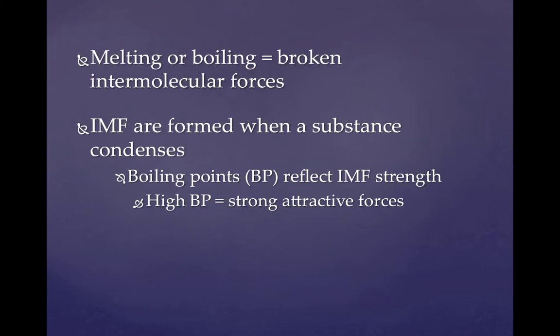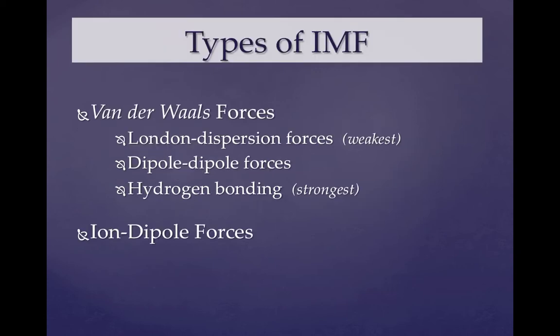When you melt or boil, so when you're kind of increasing the phase, you're going to get breaking of the intermolecular forces. So phase changes are all about either strengthening or weakening the intermolecular forces. IMF, just so you know, is the abbreviation for intermolecular force, and it is formed when a substance condenses. Boiling point reflects intermolecular force strength. The higher the boiling point, the stronger the attractive force is, because the more force it takes to break them apart.